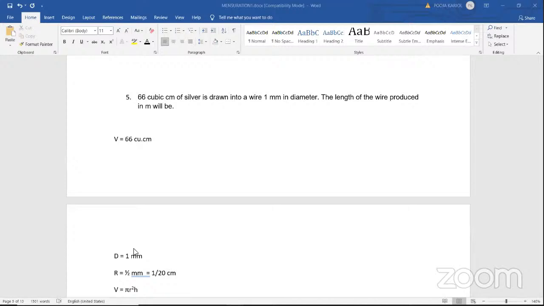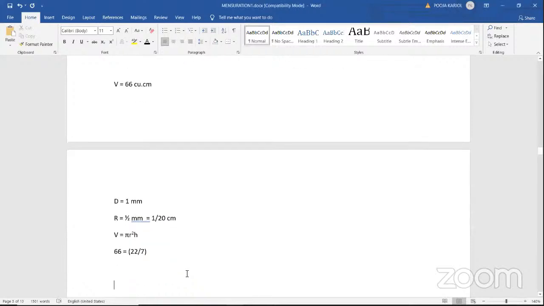The question asks you to find the length in meters. Either find the volume and radius in meters and solve directly, or convert into centimeters, find the length, then convert it into meters. Same thing, but I think the second one is a little shorter. The volume of the cylinder is pi r square h. So 66 into 1 by 20 into 1 by 20 into h.